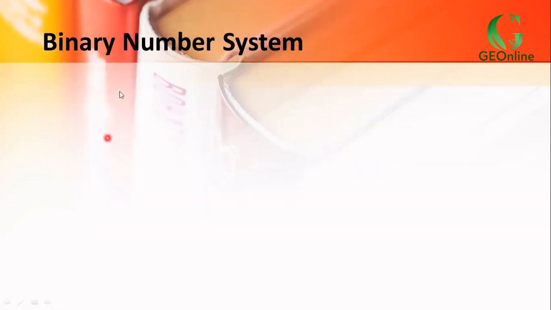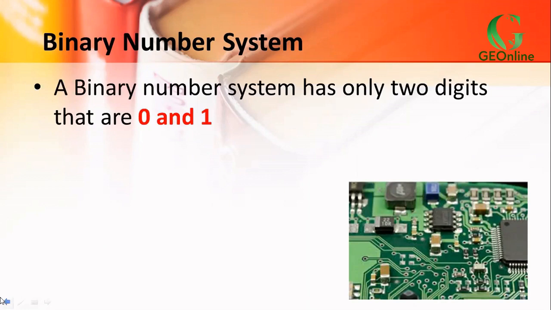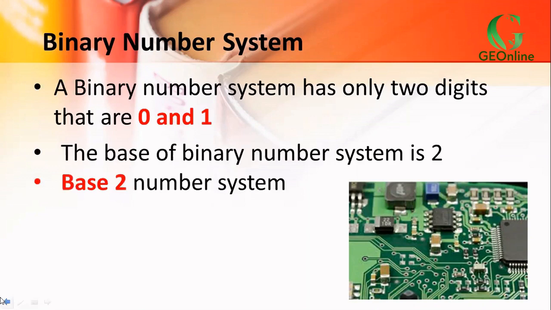Second is binary number system. Binary number system is a number system which is usually used in machine languages or in digital world. In binary number system, there is only 2 digits, 0 and 1. So the base of the binary number system is 2. So it is called base 2 number system because it has 2 digits, 0 and 1, which is usually used in digital environment.